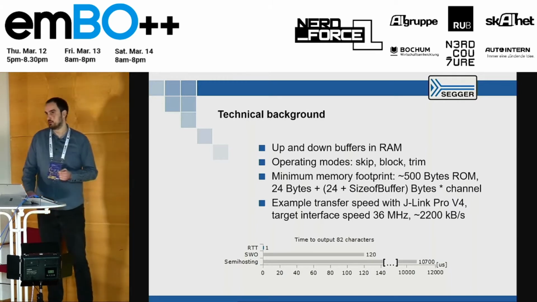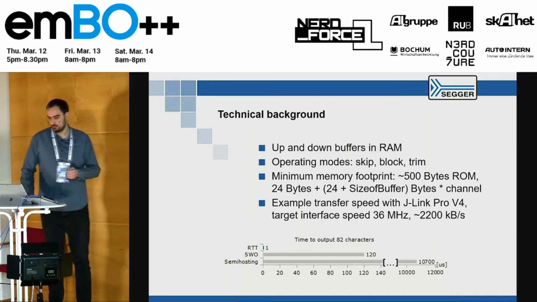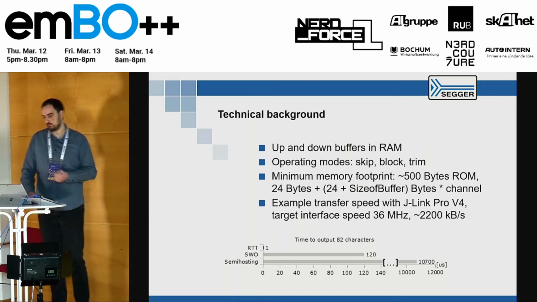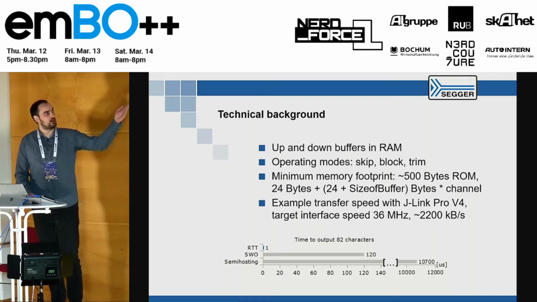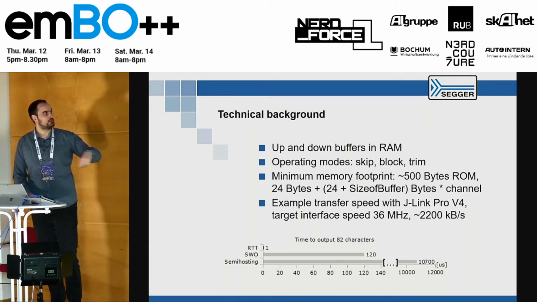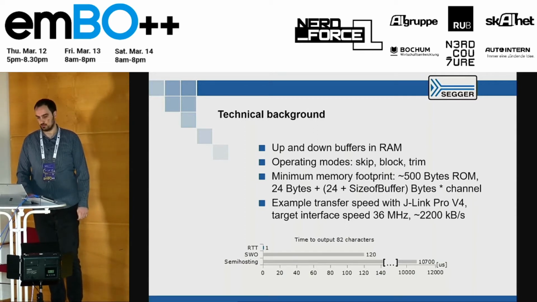The typical memory footprint of this for the printf implementation would be about 500 bytes in ROM, and per up and down channel that you implement, it's 24 bytes for the general control blocks. So we find the control blocks with our software and the size of buffer plus a little bit in bytes. So it's very, very tiny. Very tiny and simple implementation.